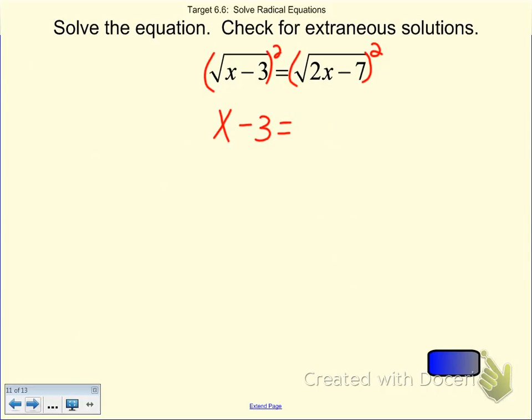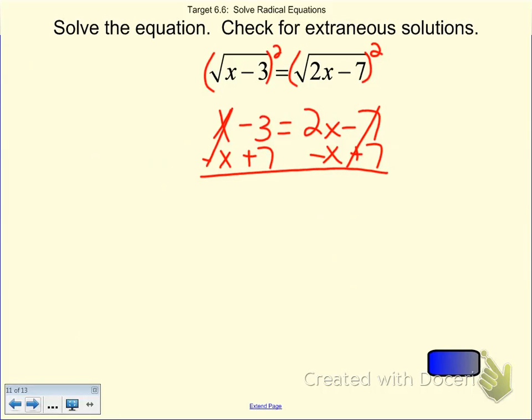So x minus 3 equals 2x minus 7. And now it's just solving an equation. Get all the x's to one side, regular numbers to the other. So subtract x, add 7. So we get 4 equals x. But again, don't circle your answer. We need to go back and check it.